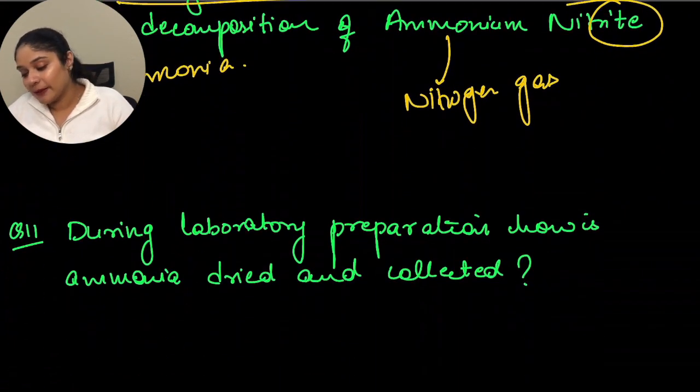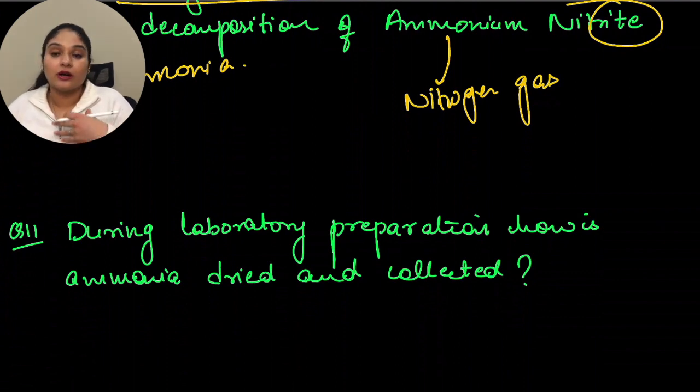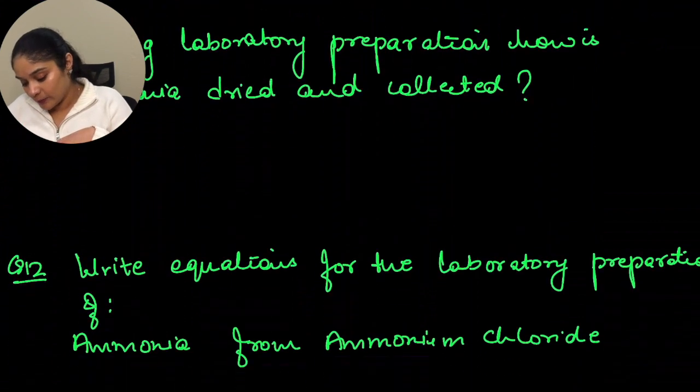During the lab preparation, how is ammonia dried and collected? So again, see, the lab preparation of ammonia can show up in different methods. For this particular question, you're just supposed to tell the collection and how it is dried. So it is dried by quicklime, by the use of quicklime. And how is it collected? It is collected by downward displacement of air. So let's quickly move on to the next question.